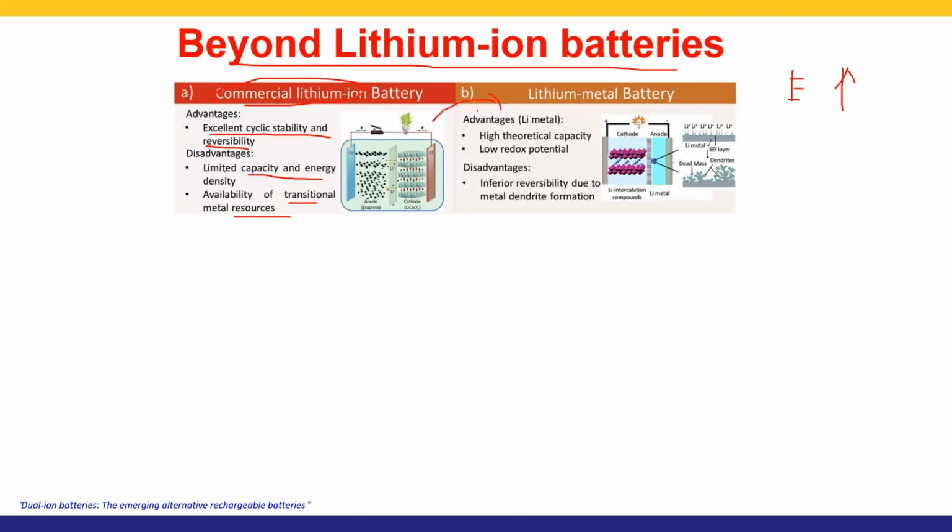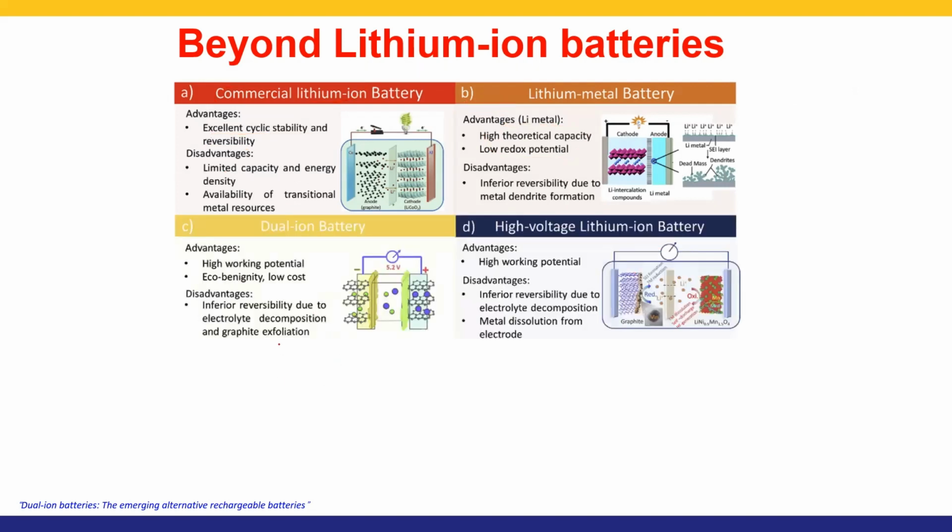Lithium metal battery has a very high theoretical capacity and low redox potential. However, the formation of dendrites may cause thermal runaway and has safety issues. And then we come to the dual ion battery. The dual ion battery, as the name suggests, has dual ions. It's two types of ions. One is a positive ion and the other is a negative ion. And a dual ion battery has a high cell potential, which is 5.2 volts. And then we have high voltage lithium ion battery.